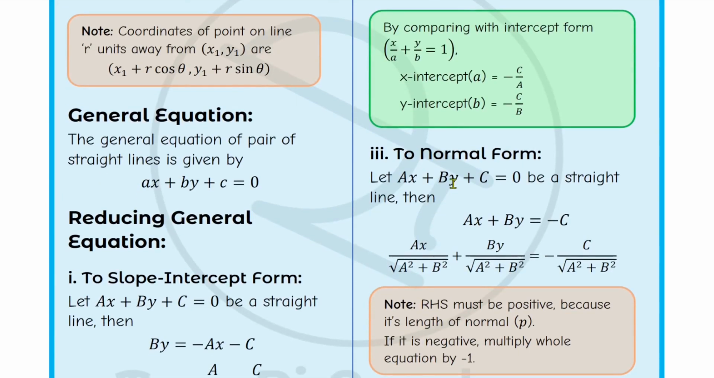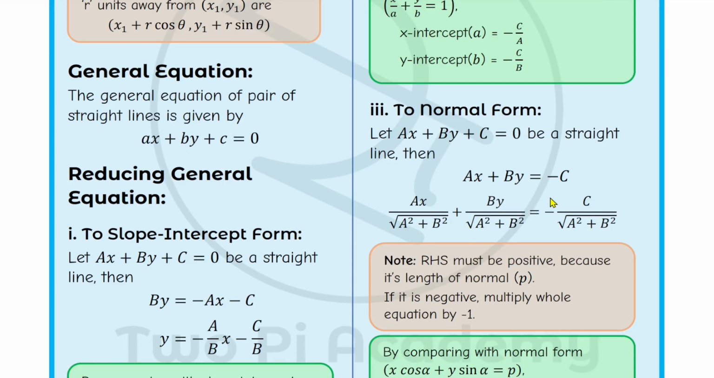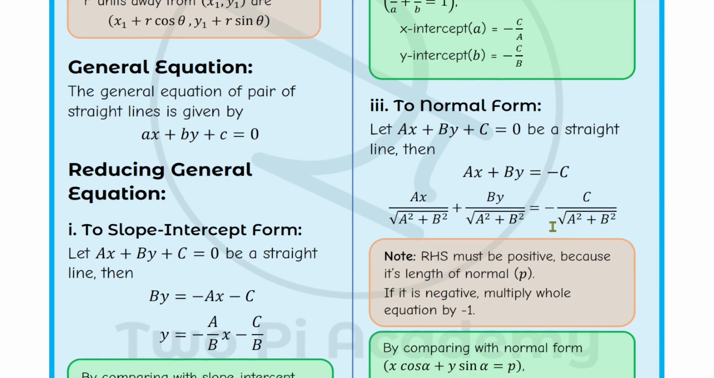And then the normal form, this is a little complicated. Let ax plus by plus c is equal to 0 be a straight line. To convert this to normal form, we first take the constant term to the right hand side and divide both sides by square root of a squared plus b squared. And one thing to remember is that in the normal form, the right hand side denotes the length of the normal. And you know that length can only be positive, right? So here if the RHS is negative, you have to multiply the equation by -1.